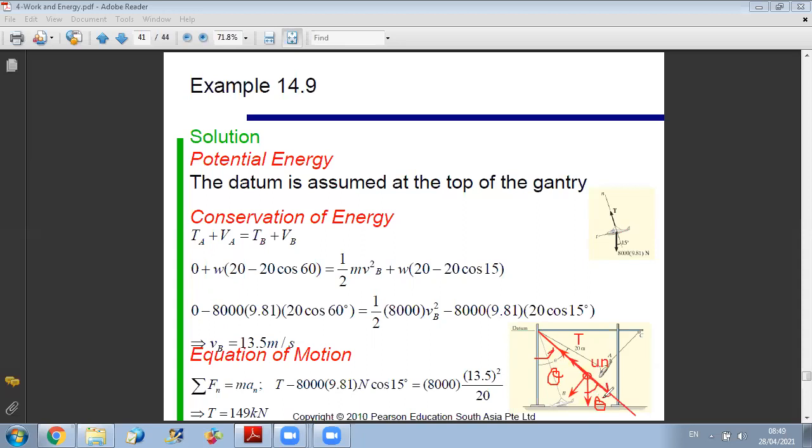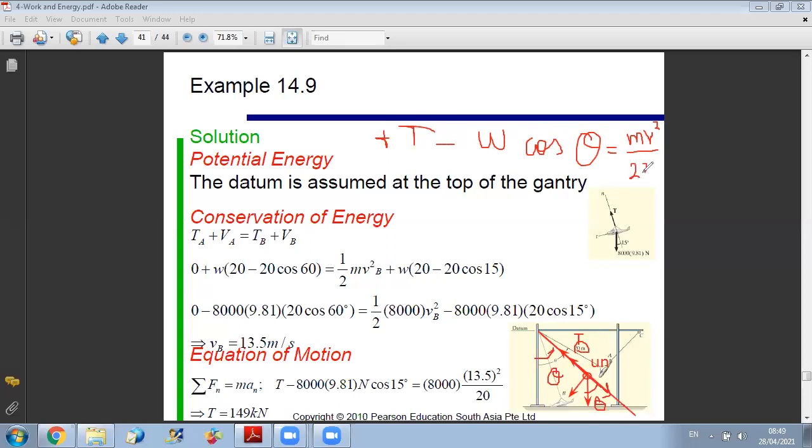So if I write the general equation along UN, I have plus T minus W cosine theta equals m v squared over the radius of curvature. Here the radius of curvature is the radius of the circle, which is equal to the length of the cable, which is 20. So over 20.